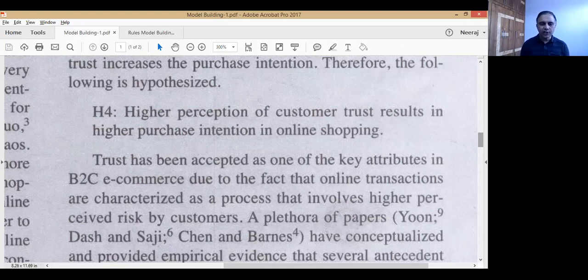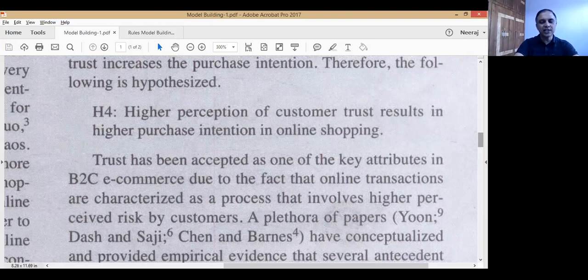Look for the various words in the hypothesis. Number one, higher. Okay, that's a simple English word. Perception, good. Perception of what? Of trust. Okay. Results. It's a bivariate connector. The word results is very, very important. But at the same time, instead of results, if I write leads to, higher perception of trust leads to higher perception of intention.